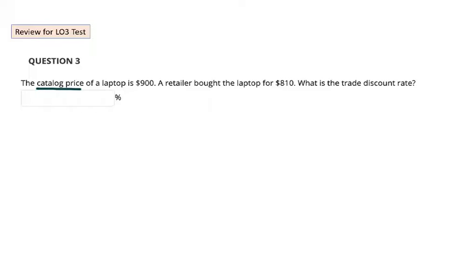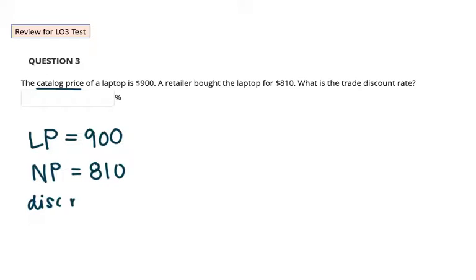Okay, next question. It says catalog price. Again, catalog price is another word for list price, the expensive starting price. And it says they bought the laptop for $810. Well, that would be the cheaper price, which is called the net price, is $810. And we want to know the discount rate. So again, this question is asking us to use a formula that's not on the formula sheet, but it's easy enough to remember.